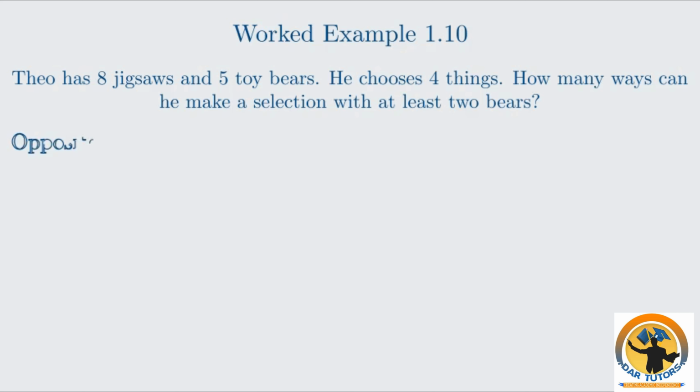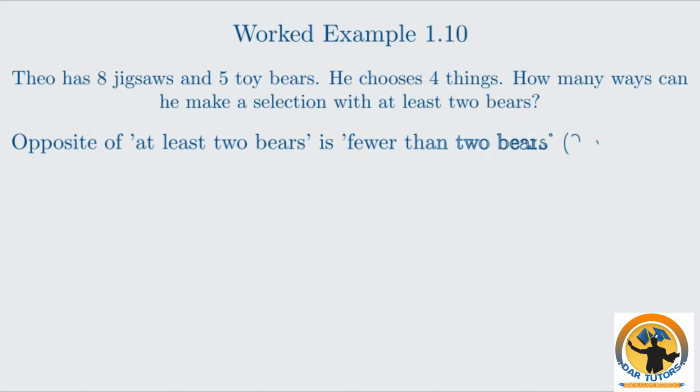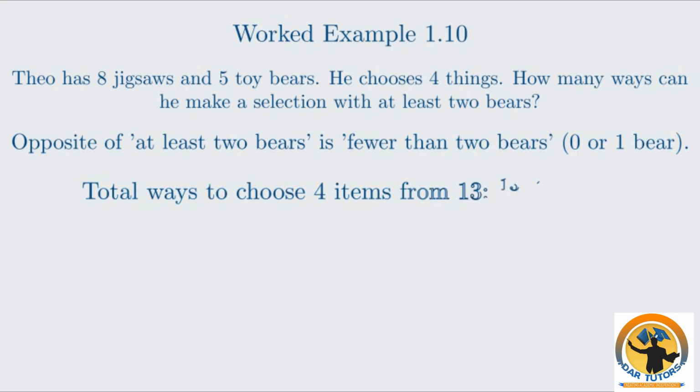The opposite of at least 2 bears is fewer than 2 bears, which means 0 bears or 1 bear. We'll find the total number of ways to choose 4 items and subtract the ways with 0 bears and the ways with 1 bear. First, the total number of ways to choose 4 items from the 13 available is 13c4, which is 715.